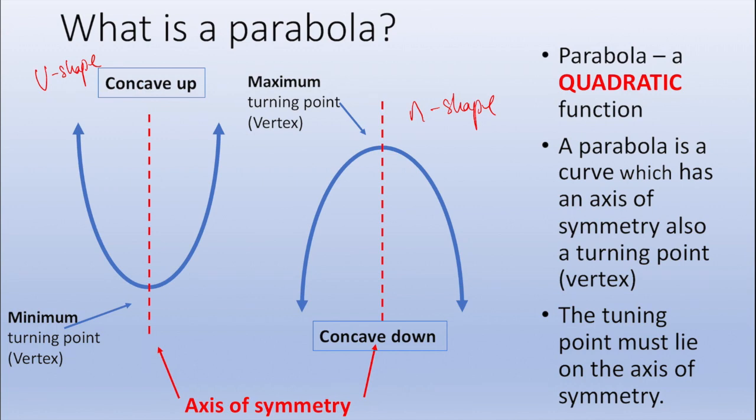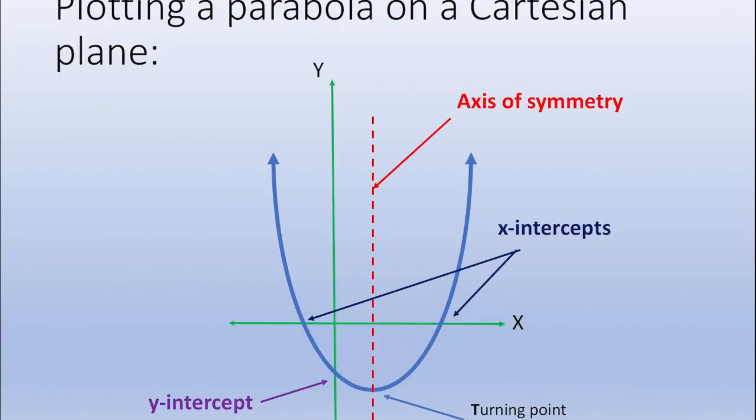Now, let's plot a parabola on a Cartesian plane. I'm only using the U-shaped parabola as a guide. When you plot or sketch a parabola on a Cartesian plane, you must always indicate the axis of symmetry, the y-intercept, the turning point, and eventually you should know how to indicate the x-intercepts as well. Alright, make sure that you label your x and y-axis, and finally label the parabola.